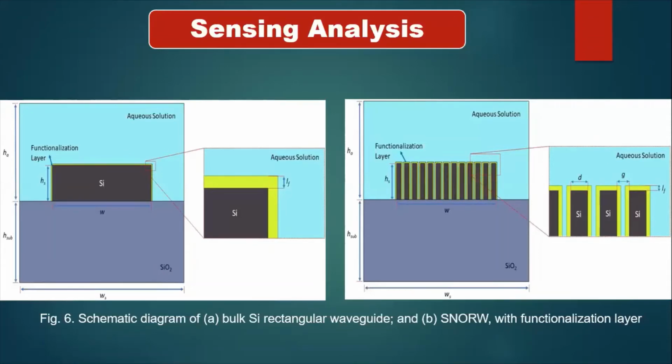Now moving on to sensing analysis. In our previous experiments, we had not added the functionalization layer. Now we will add the functionalization layer around both the bulk rectangular waveguide and the silicon nanowires, and the thickness of the functionalization layer will be 8 nanometers all around. You can clearly see the same in the diagram in front of you.